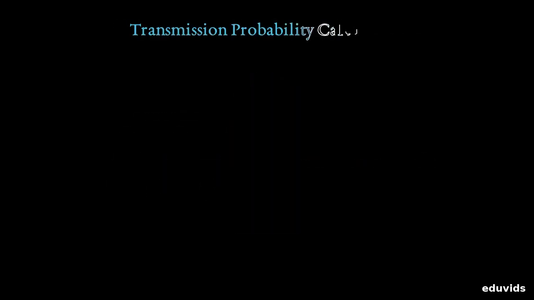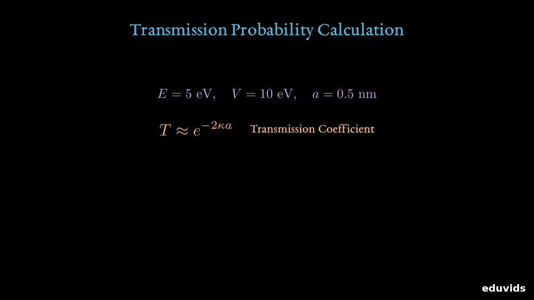To see how this works in practice, let us look at a concrete example using numbers. Imagine an electron with 5 electron volts of energy encountering a 10 electron volt barrier that is 0.5 nanometers wide. To find out how likely the electron is to make it through, we use the transmission coefficient formula. The transmission coefficient is the mathematical chance that a particle successfully tunnels through a barrier.